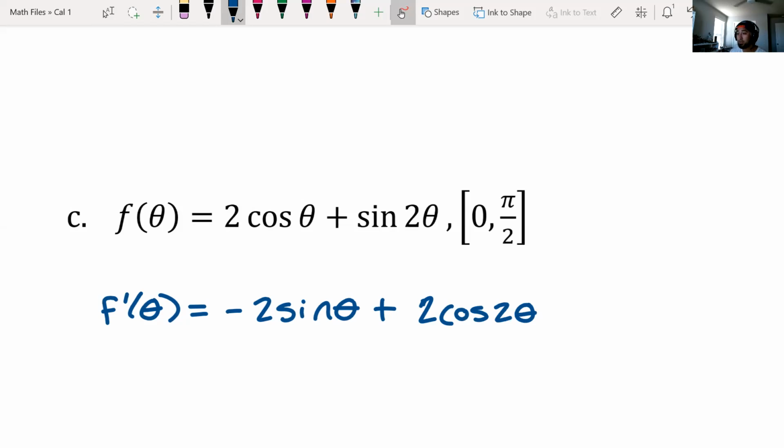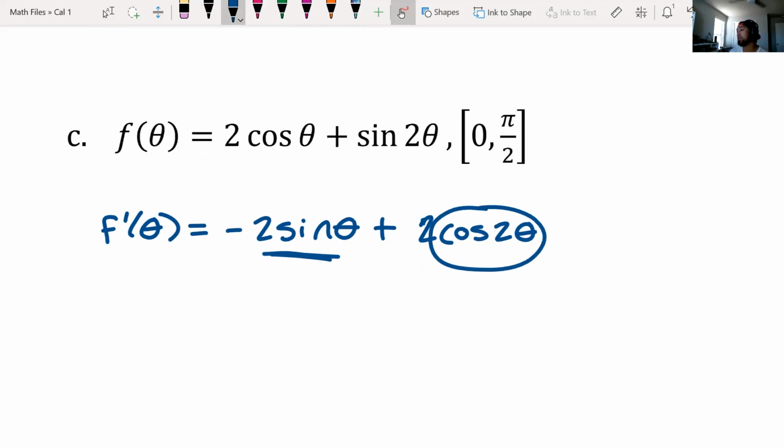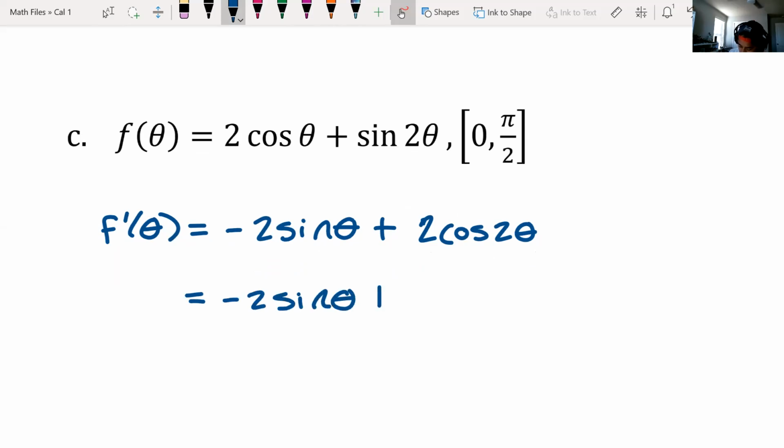Okay. So now we want to set this equal to 0, but not yet. Because if we do, we're going to have to figure something out with these trig functions, which means we want to simplify this more. So does anybody remember the identities for cosine 2 theta? Anybody know an identity for cosine 2 theta that would put this equation all in terms of sine?